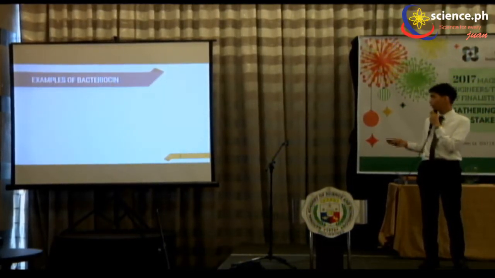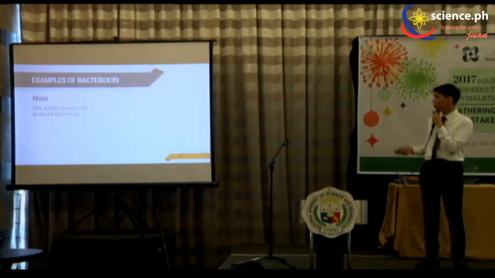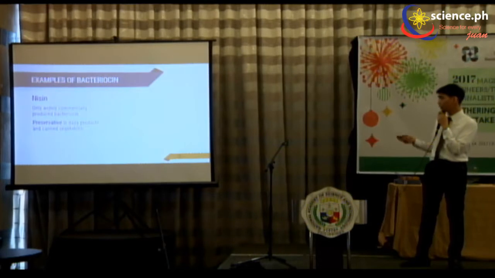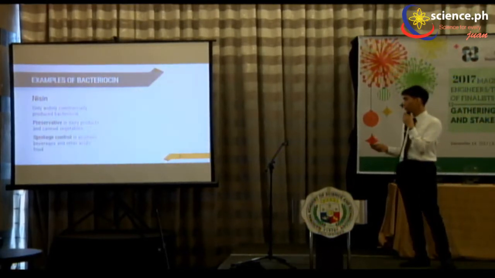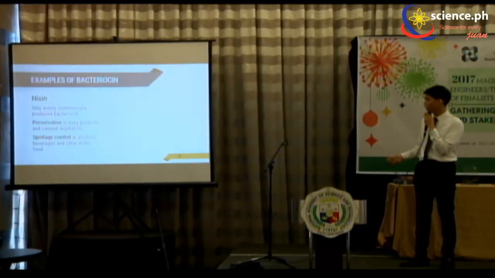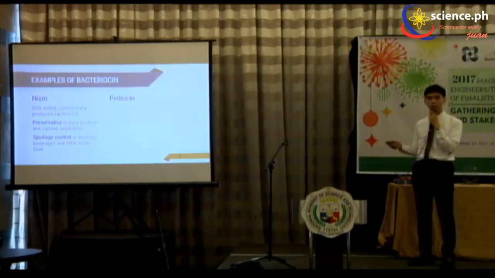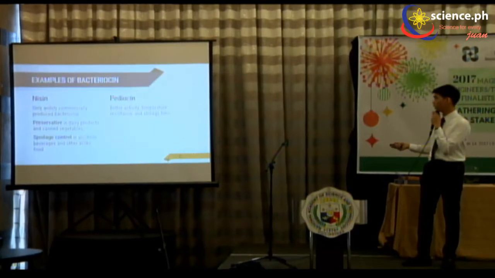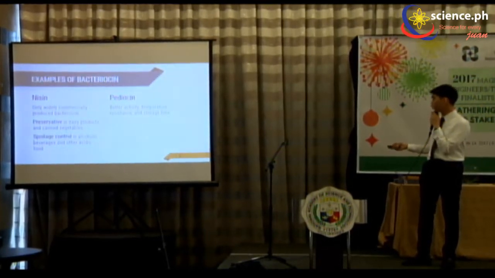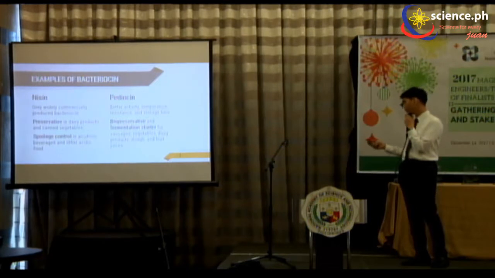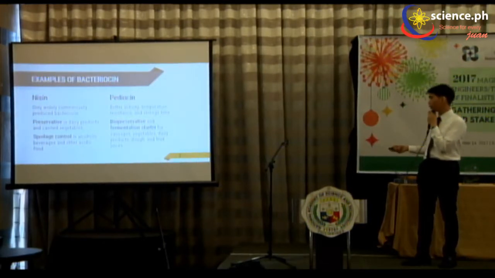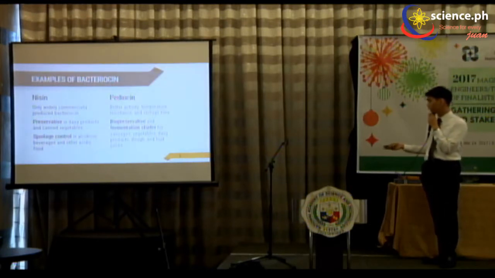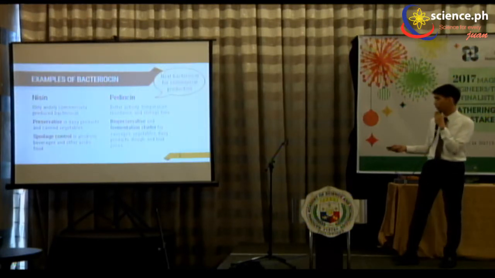One example of bacteriocin, named nisin, is the only widely commercially produced bacteriocin in the world, and it is used as a preservative and as spoilage control for the listed products. Another example of bacteriocin, pediocin, the focus of this research, has been observed to have better activity, temperature resistance, and storage time than nisin, and it can be used as a biopreservative and fermentation starter for a number of products. And because of these desirable characteristics, pediocin is said to be the next bacteriocin for commercial production.